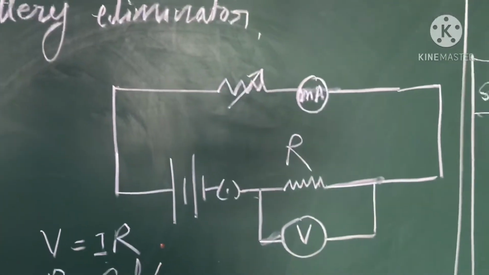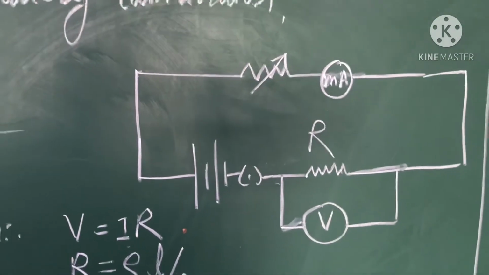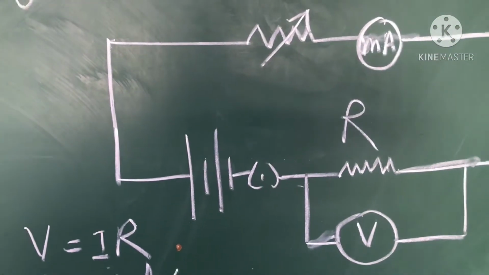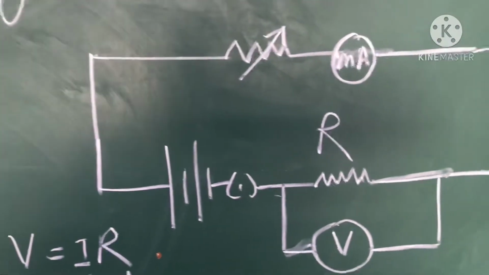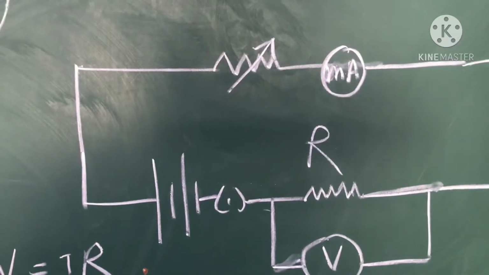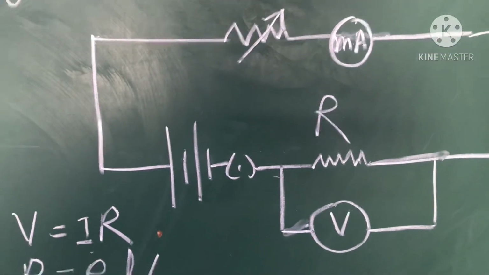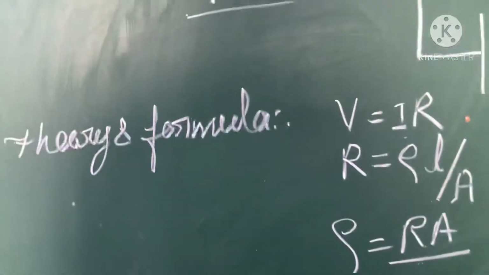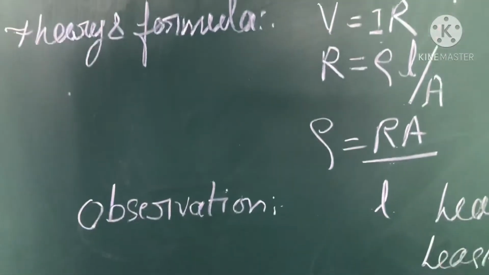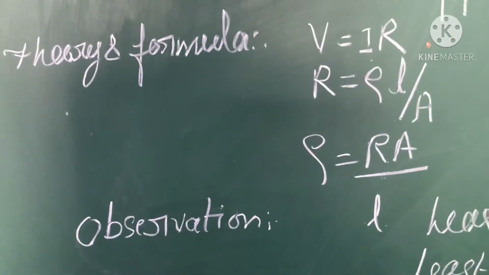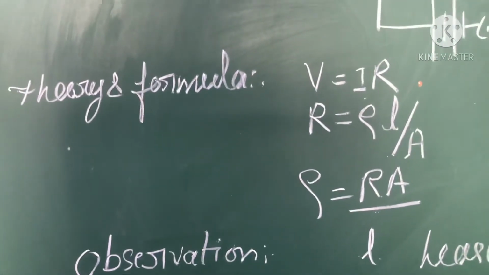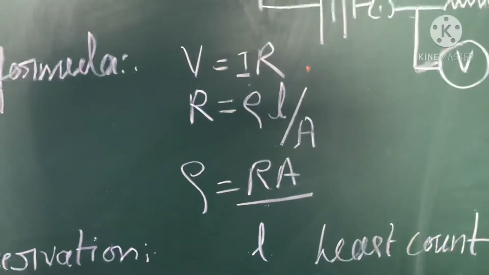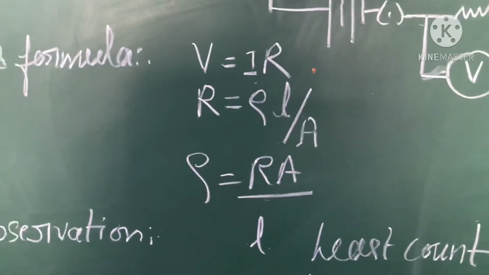One rheostat is connected, one milliammeter is connected, and one resistor of unknown resistance, and voltmeter, one battery, and key is attached here. So you can see ammeter is connected in series, voltmeter is connected in parallel. Formula used is V is equal to IR and R is equal to rho L by A. Rho is equal to R A upon L, where rho is resistivity, R is unknown resistance of the wire, A is area of cross section, L is length of the wire.